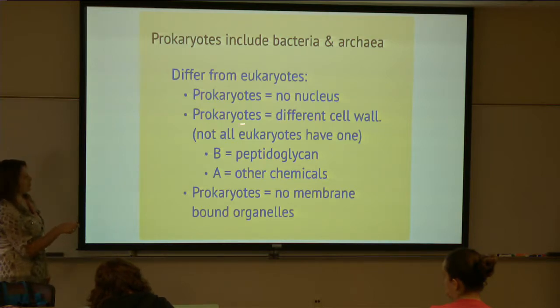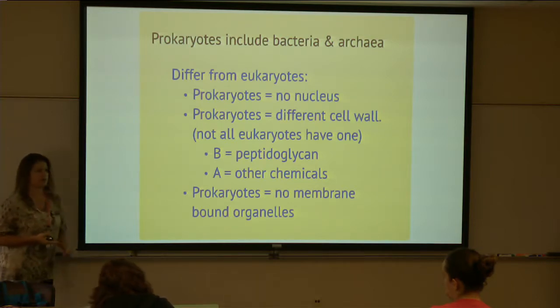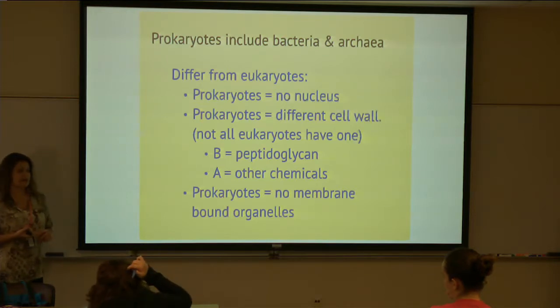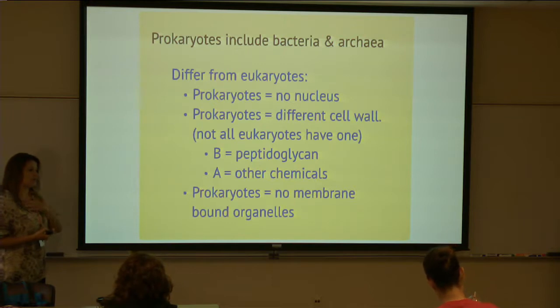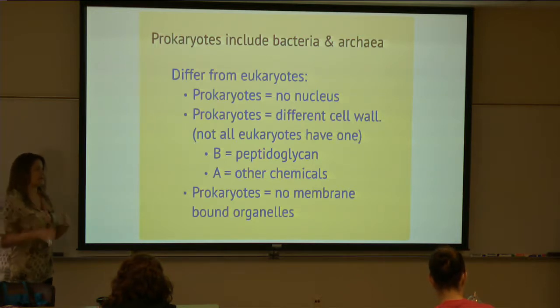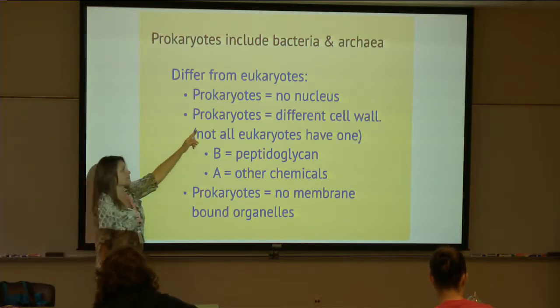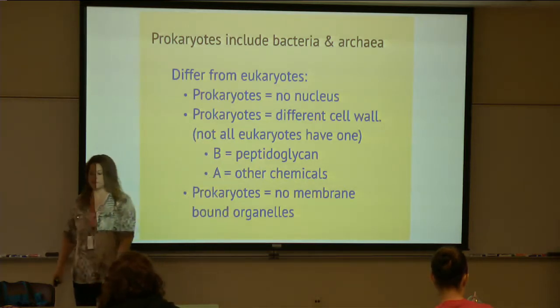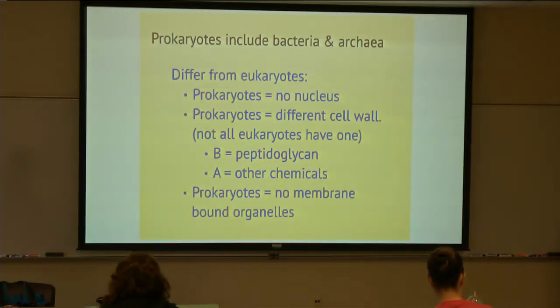Okay, coming back up here, looking at the cell wall. First off, not all eukaryotes have a cell wall. Okay, we are considered eukaryotes. We do not have a cell wall. Plants are considered eukaryotes. They do have a cell wall. Okay, so not all eukaryotes have one. If you're looking at prokaryotes, it depends if you're talking about bacteria or if you're talking about archaea in regards to the composition of their cell wall.